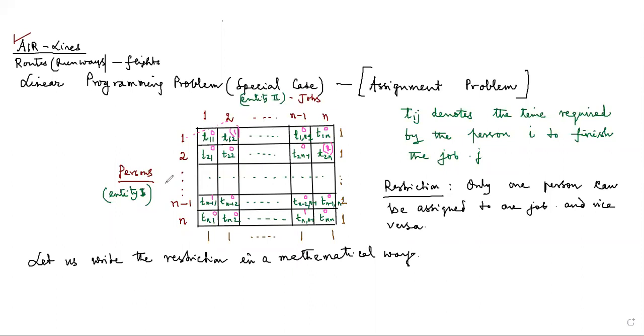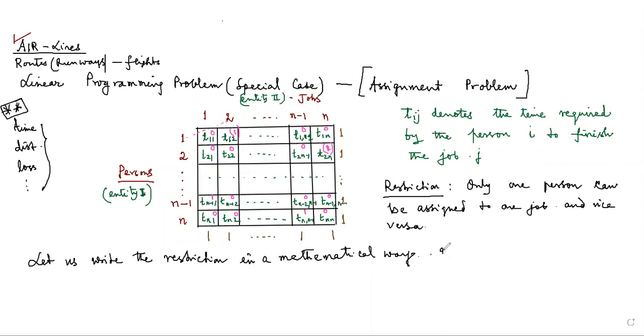If I go for Dij, I cannot say the distance between person i and job j is Dij. That doesn't have any meaning. So according to the situation, I can consider time, I can consider distance, I can consider loss. These items can be considered, and so on. Okay, I'm going to talk about it later on. So first of all, let us try to write the restriction in a mathematical way.